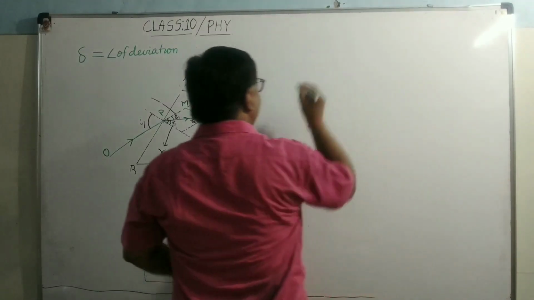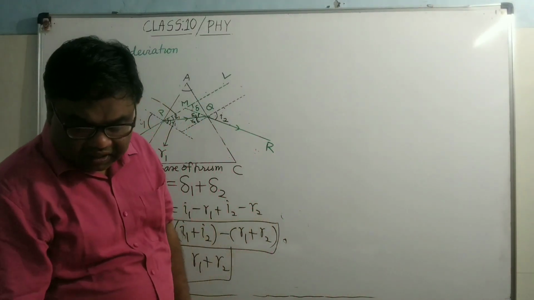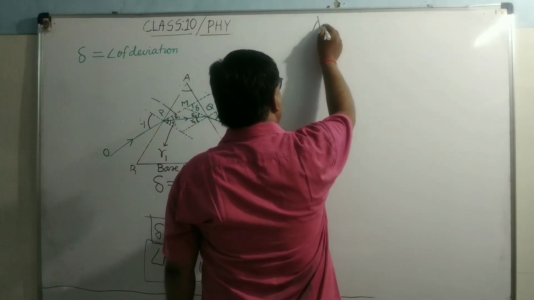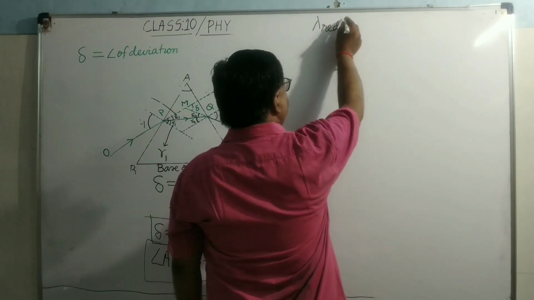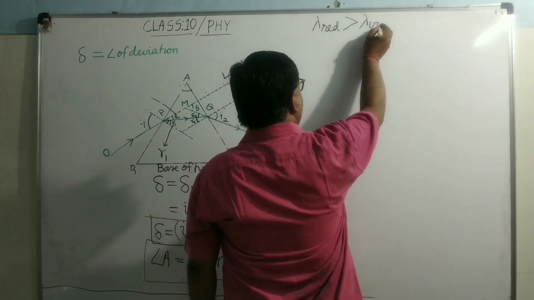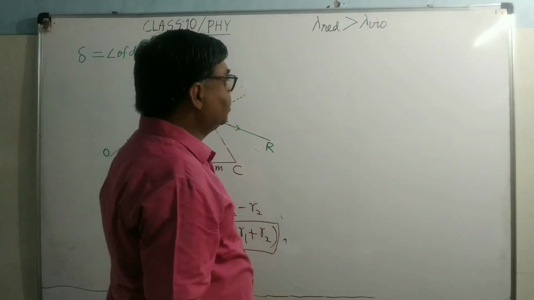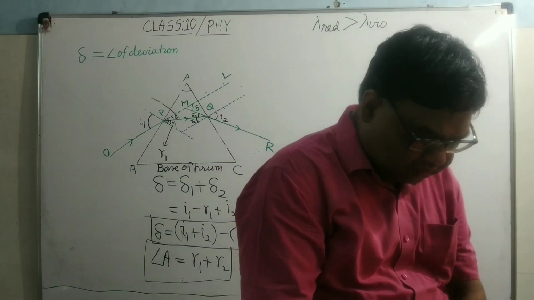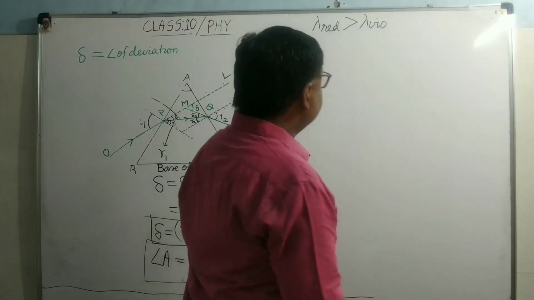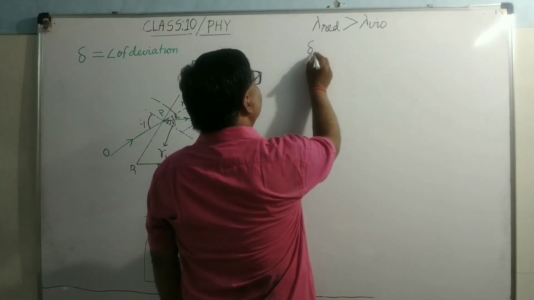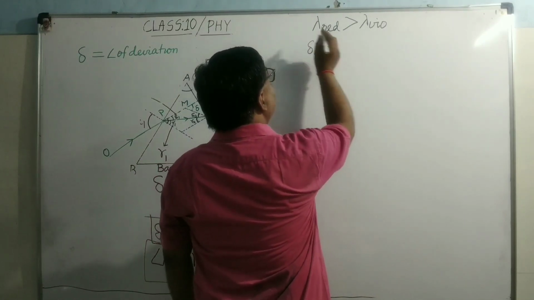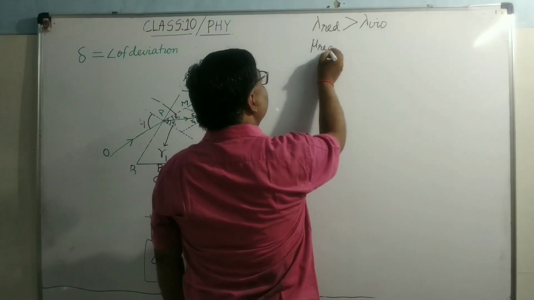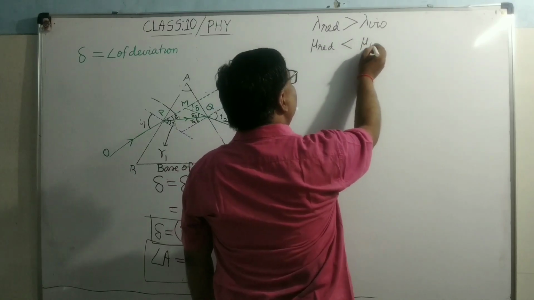So del R is greater than del violet. Not del R, lambda. Lambda for red color we have seen is 8,000 angstrom, and for violet color it is 4,000 angstrom. So lambda for red color is more and lambda for violet color is less. So mu for red color will be less than mu for violet color.